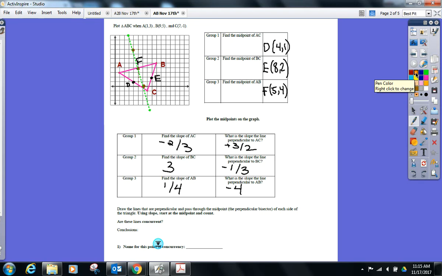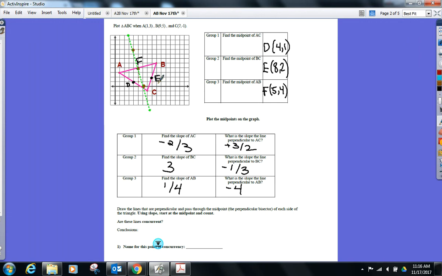Pick another side. So let's go BC now. What's the slope of a line perpendicular to BC? -1/3, and it's got to go through E. So where do you suggest I go from point E? I can go down 1, right 3, or I can go up 1, left 3. Straight edge, graph those lines in, please.